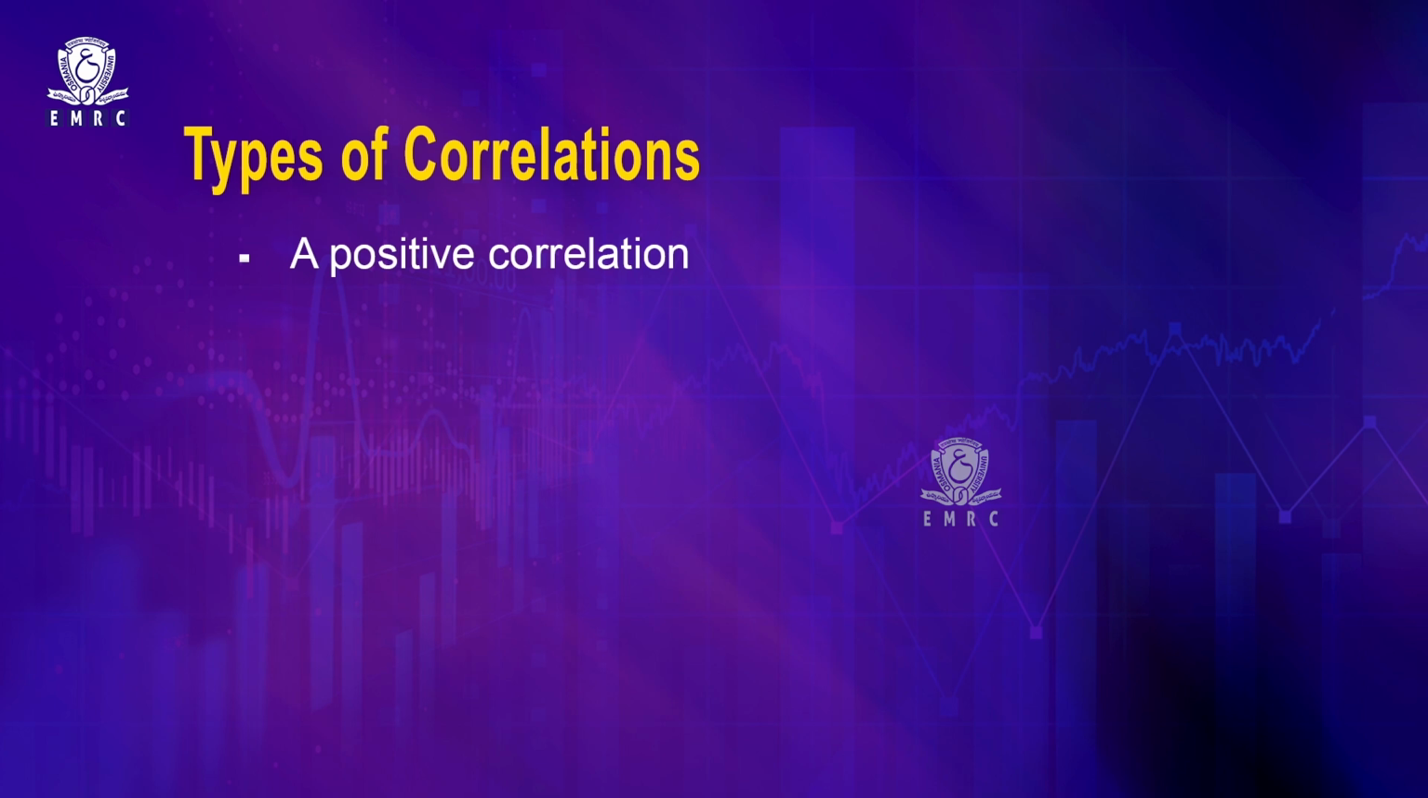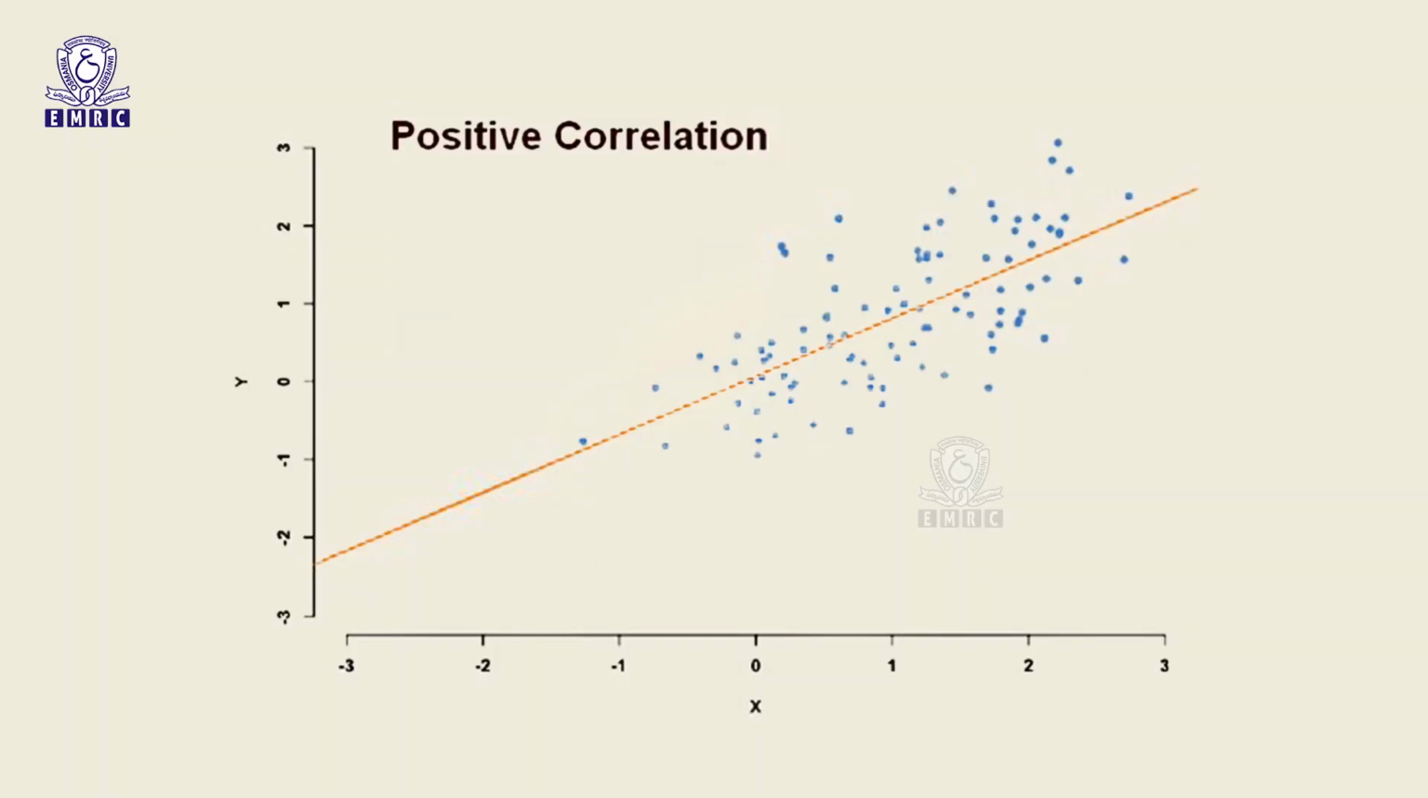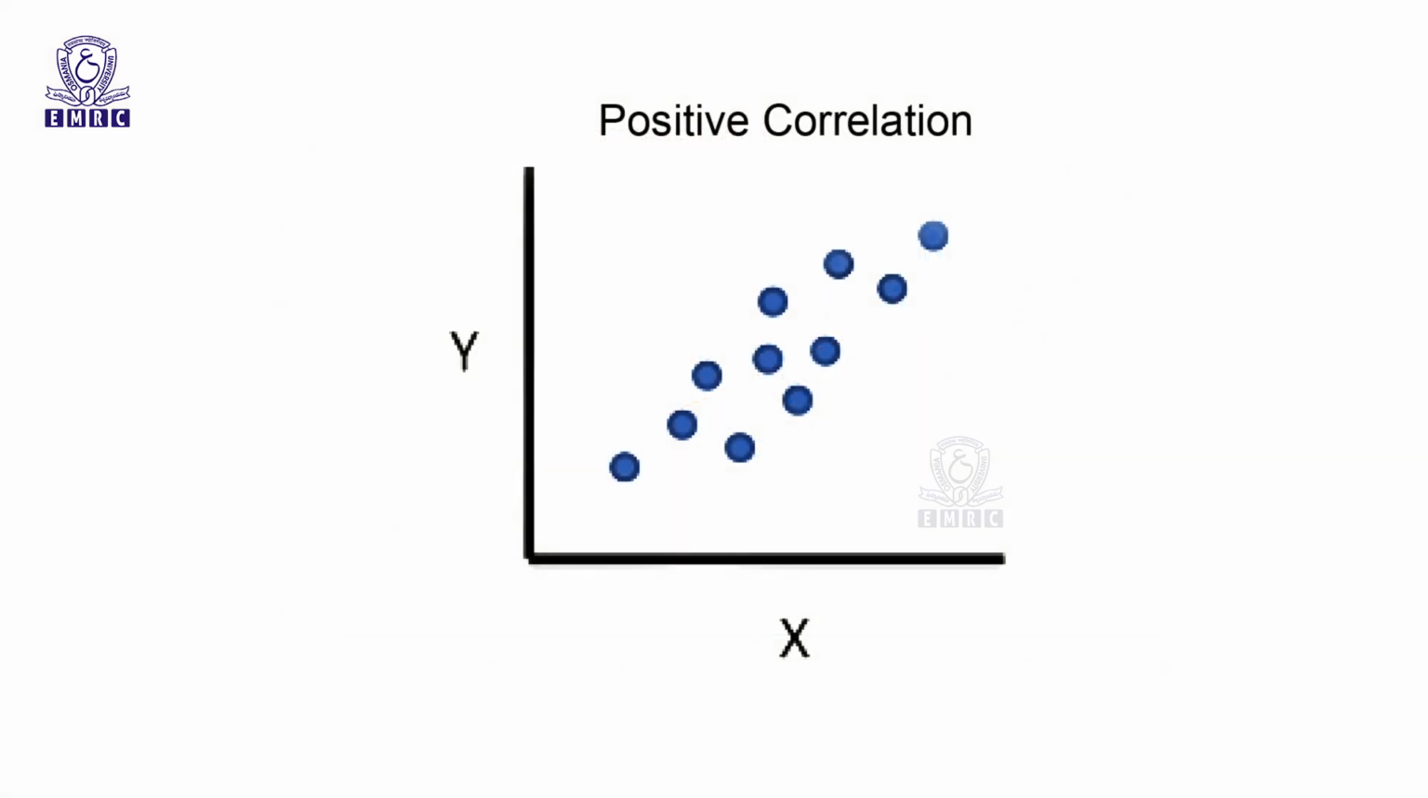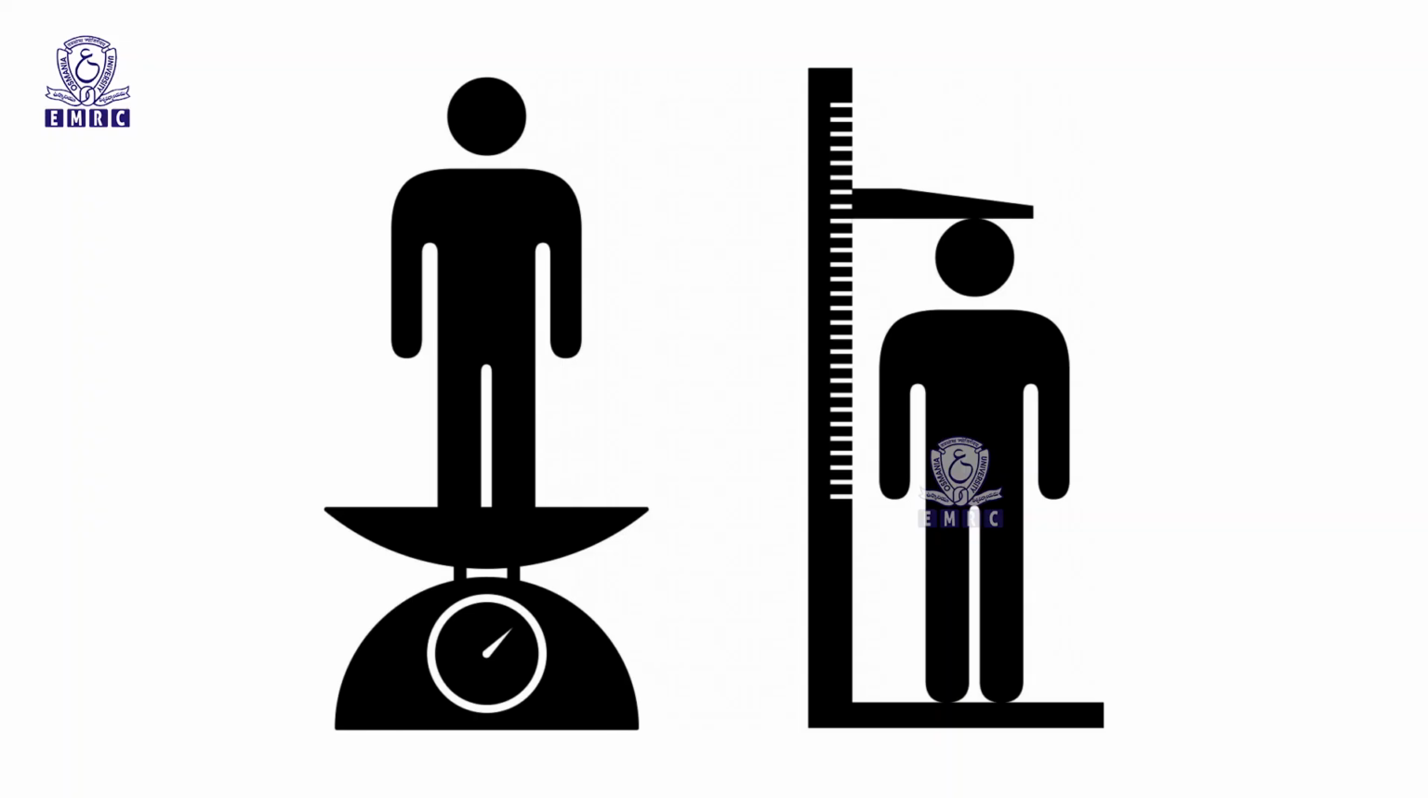A positive correlation is a relationship between two variables in which both variables are moving in the same direction. Therefore, one variable increases as the other variable increases, or one variable decreases while the other decreases. An example of a positive correlation would be height and weight. Taller people tend to be heavier.